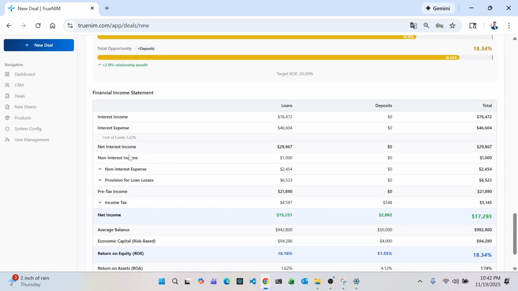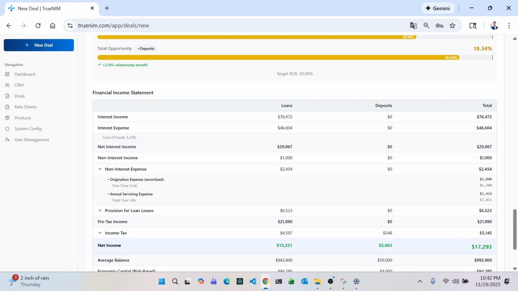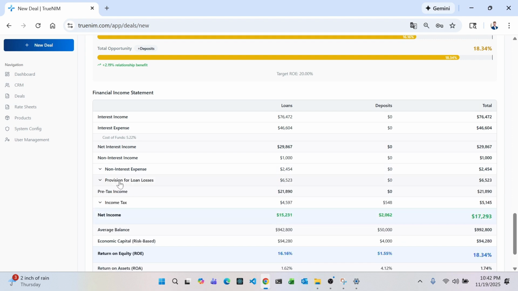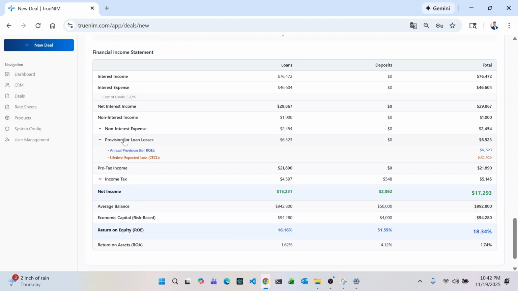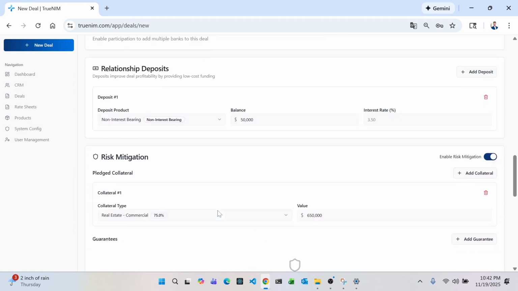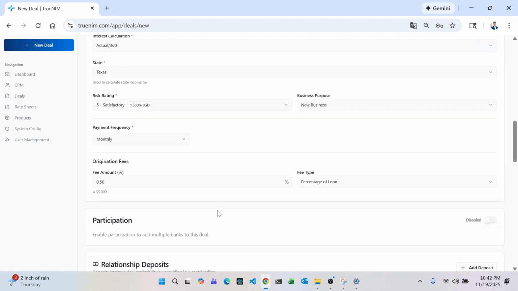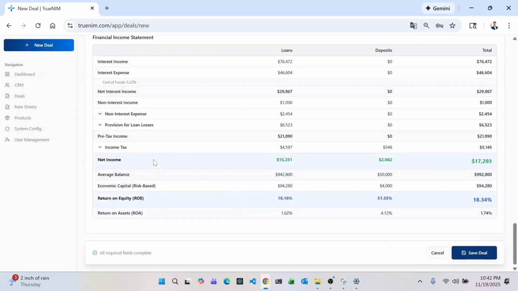But we keep going down through. We see your net interest income, your non-interest expense. So this is your operating expenses associated with it. So you have your annual expenses for servicing as well as your origination expenses. And then your provision for loan loss. So what you're setting aside for the lifetime of the loan based on the risk rating and the customer that is going to be getting this loan.